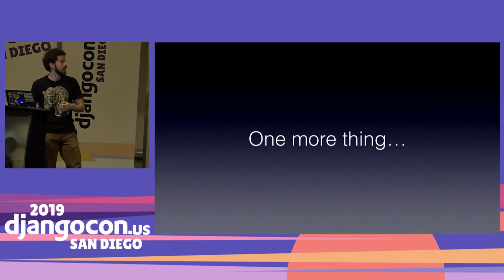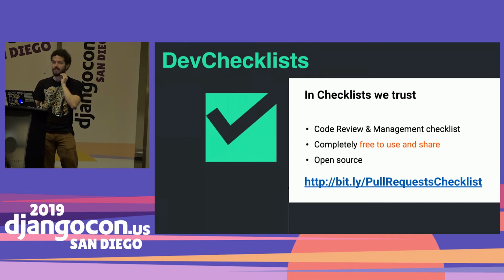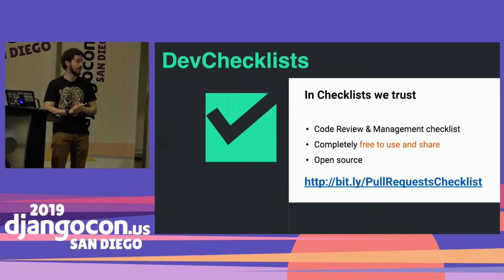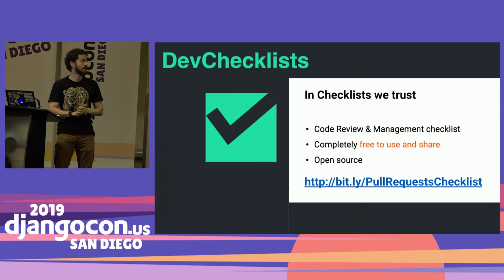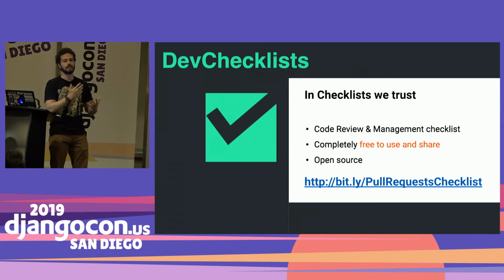And finally, there's one more thing we do at Vinta. We like checklists very much, and we've created a checklist for code review and management. It's not something that you use for every pull request, but something that you might want to go through for establishing your code review and management process.